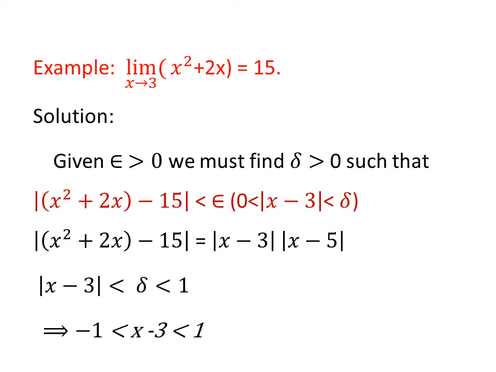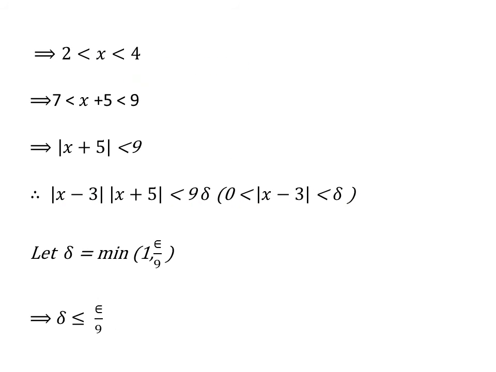Modulus of x square plus 2x minus 15 can be written as modulus of x minus 3 into modulus of x plus 5. Since modulus of x minus 3 is less than delta and delta is greater than 0, we take modulus of x minus 3 less than delta less than 1, which implies minus 1 less than x minus 3 less than 1. So x minus 3 lies between minus 1 and plus 1. Adding 3, we get 2 less than x less than 4. Adding 5, we get 7 less than x plus 5 less than 9, which implies modulus of x plus 5 is less than 9.